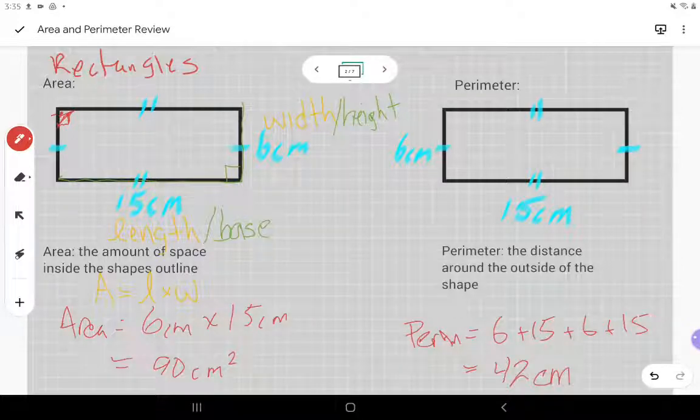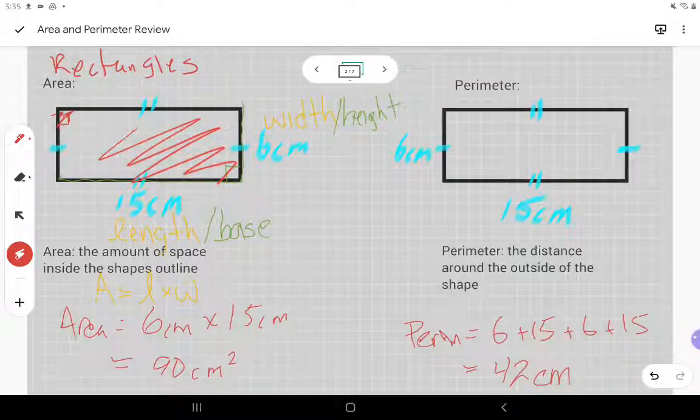And again, because that is side lengths, it stays as centimeters, versus an area, which is talking about centimeters squared, those little squares that fill up the area of the entire shape.